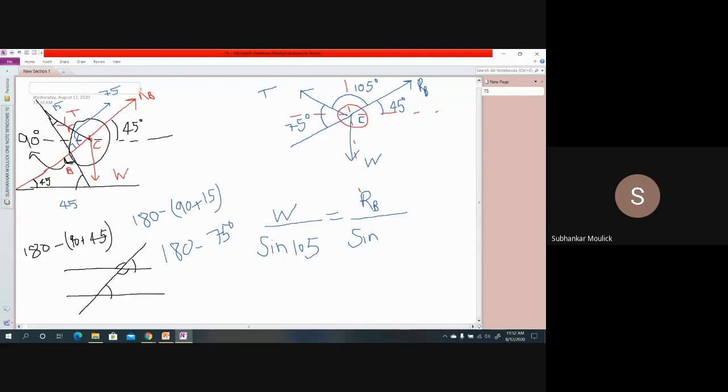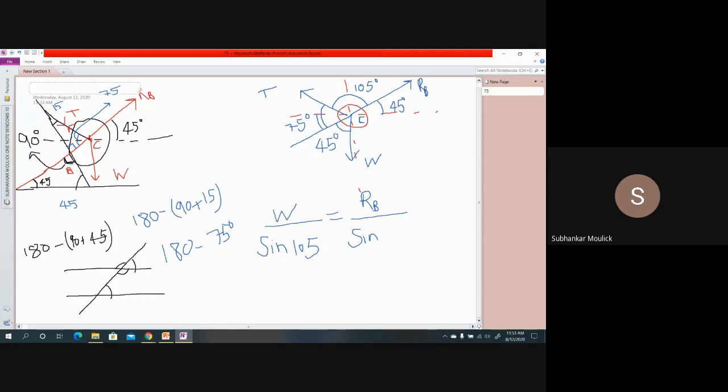See, this is 75 already. I need the value of this much angle, then it will be 75 plus this much angle. If this angle is 45, then this angle is also 45, vertically opposite. If this is 45, this will also be 45, then only the overall angle is 90 degrees. So the overall angle between T and W is 75 plus 45, 105.